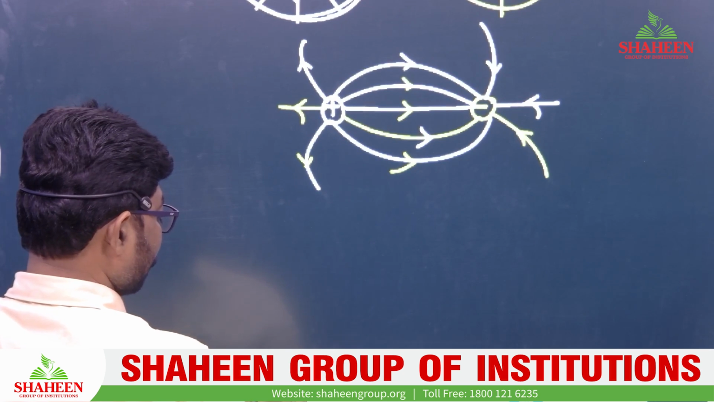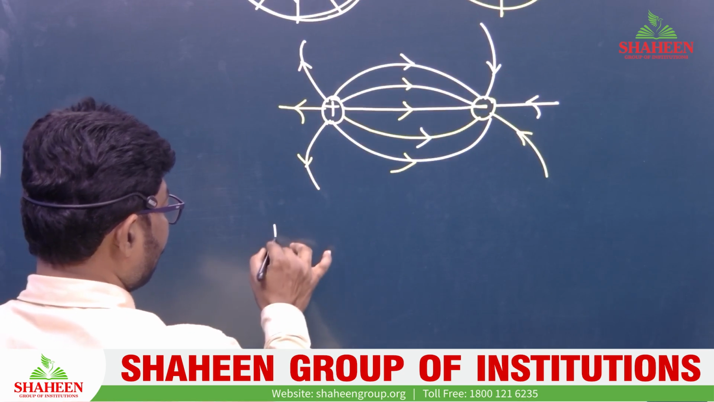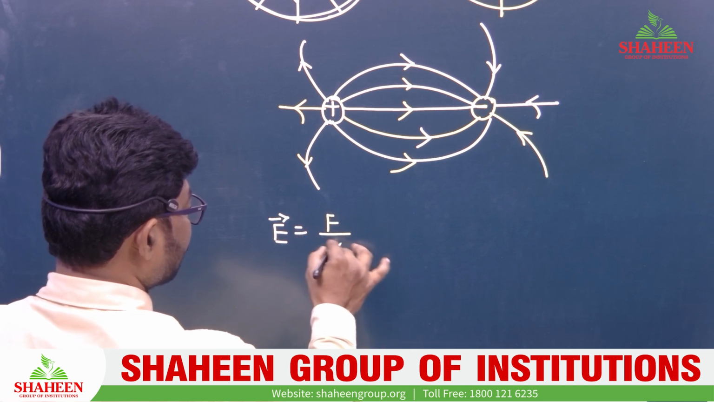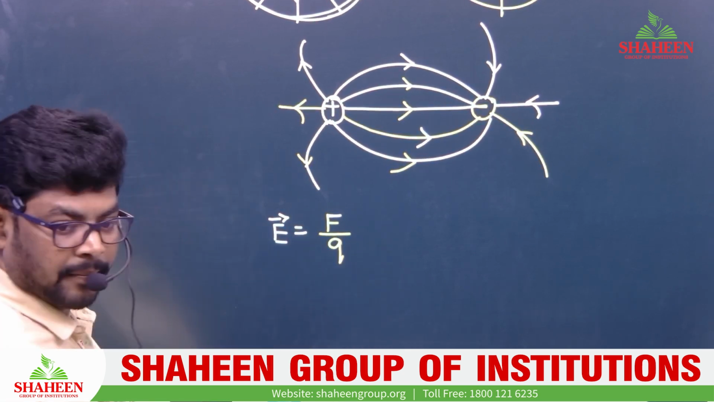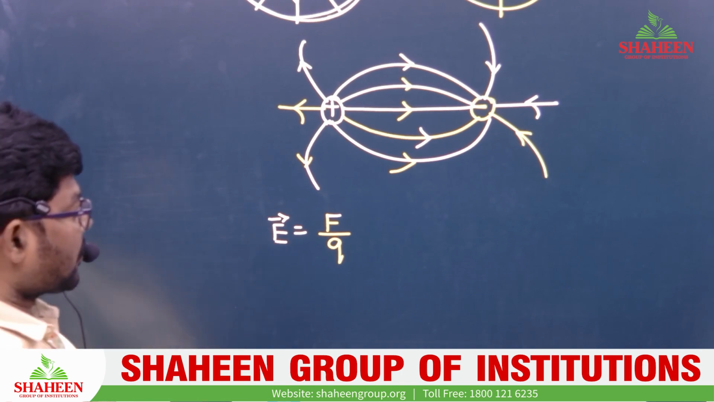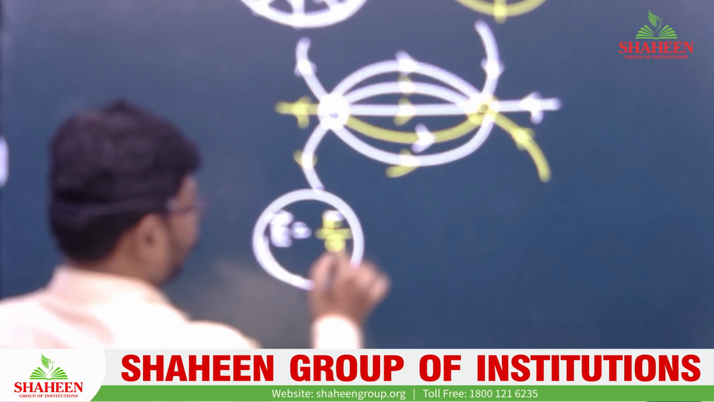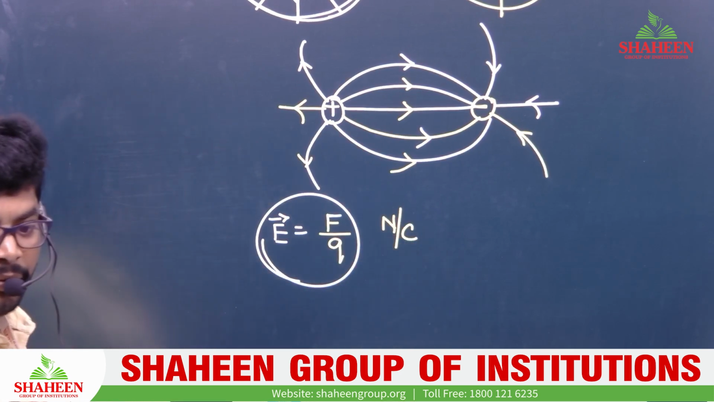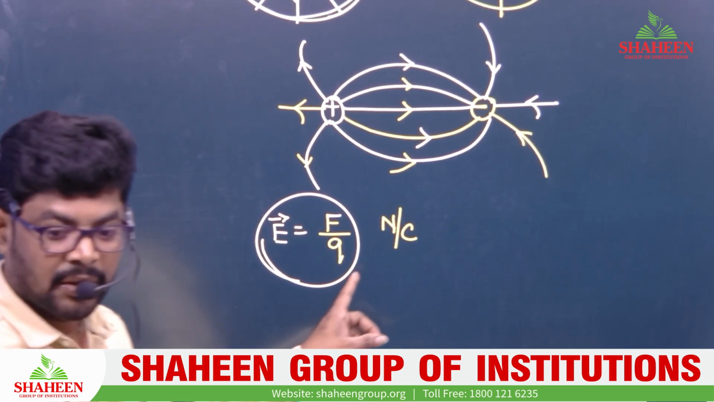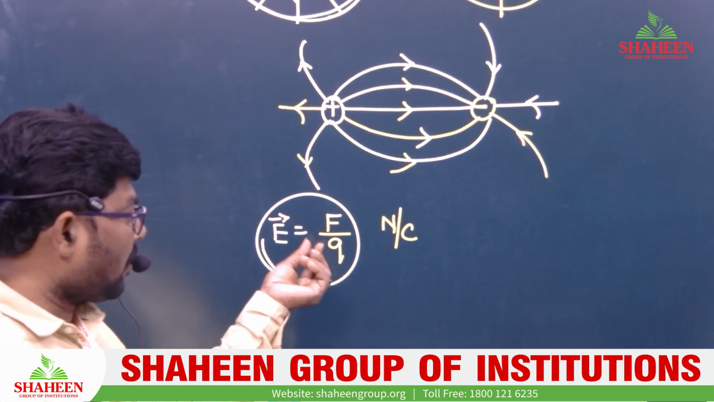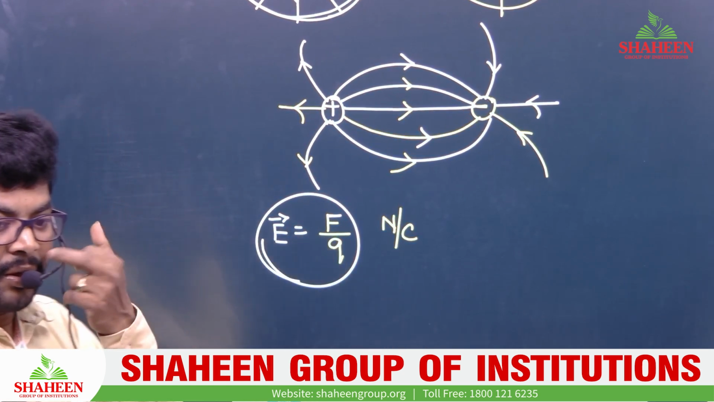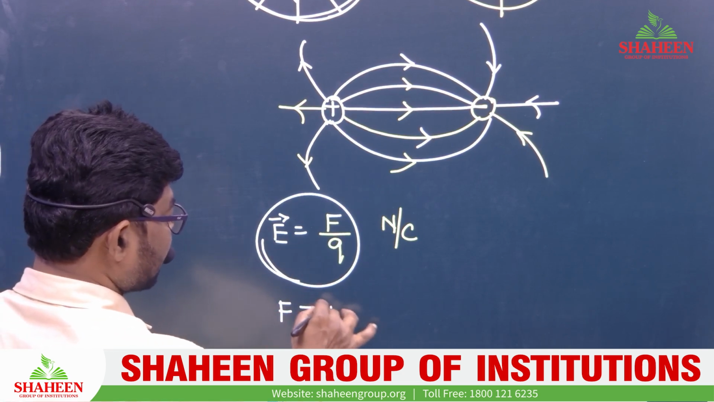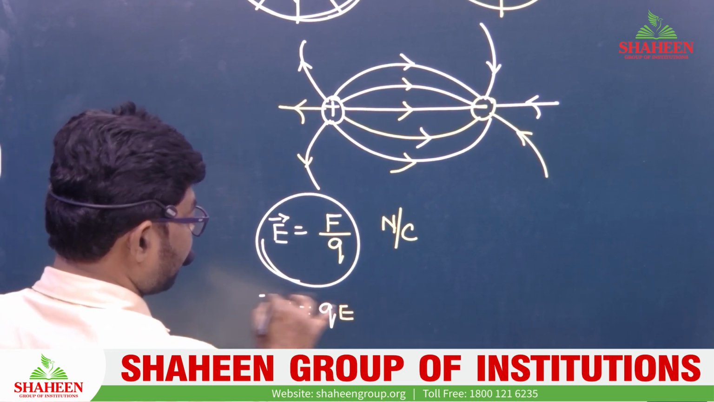Electric field, which is denoted by letter E. Electric field कैसे define किया? Force on unit charge. Force on unit charge को क्या बोलते? Electric field. So force is Newton, charge is Coulomb, Newton per Coulomb is the SI unit. Force on unit charge is called electric field. So इसमें से force F is equal to Q times E.